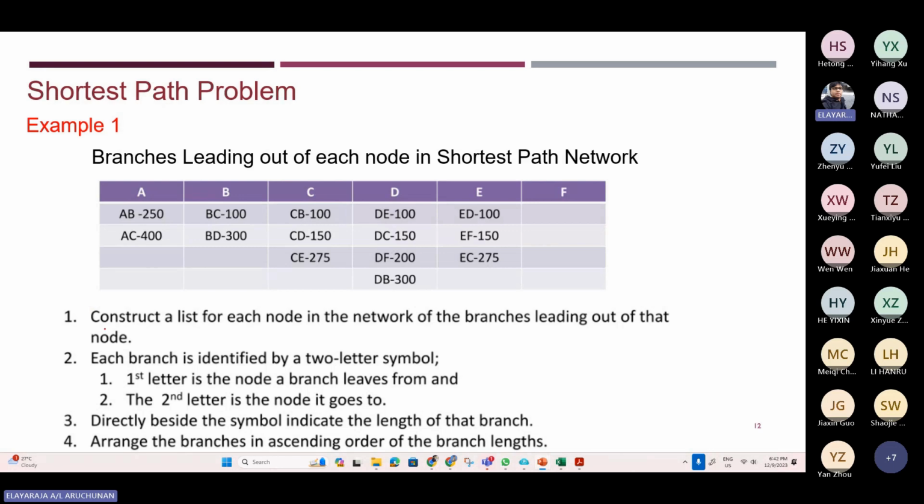First thing, you need to construct a list of each node in the network and the branches leading out of the nodes. So we look at A, B. We take this as a distance in kilometers, for example, 250. And then A to C is about 400. From node B, B is leading to C as well as to D. So we can write BC and give its weightage, probably in kilometers.